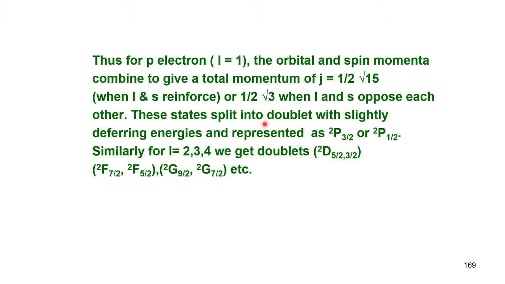So, these states split into a doublet because one is 3 by 2, another is half. So, there are 2 states. They split into a doublet with slightly differing energies, and this is what we get for sodium and many other single electron systems. So, we get doublets 2D 3 by 2, 5 by 2, 3 by 2. This I already showed you earlier.